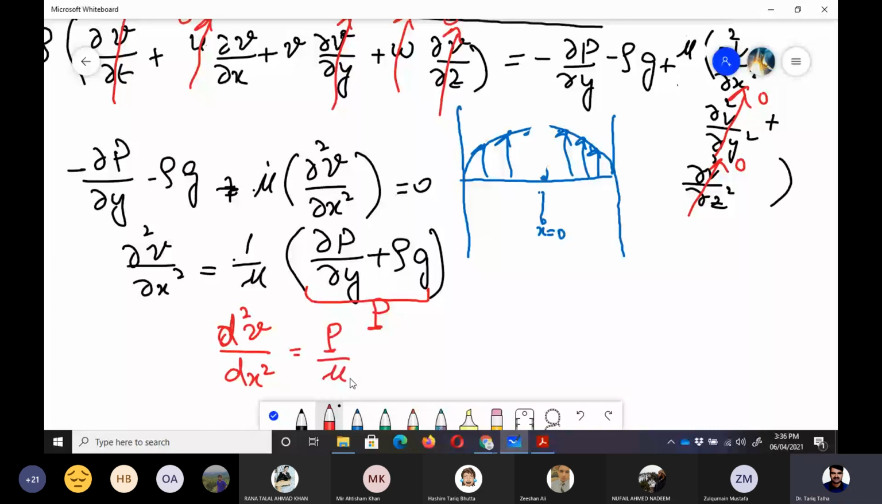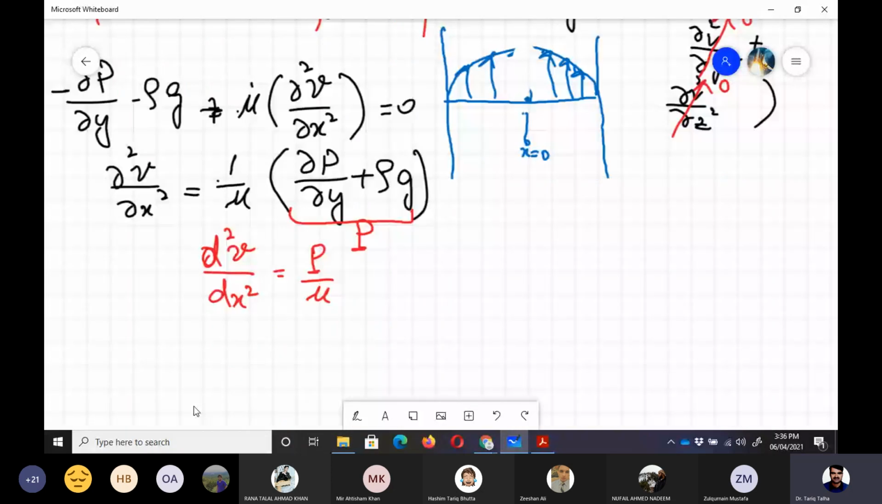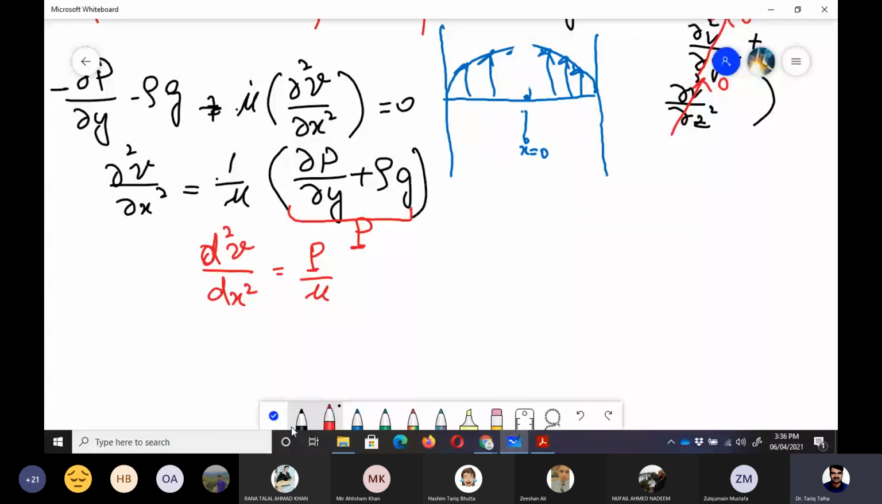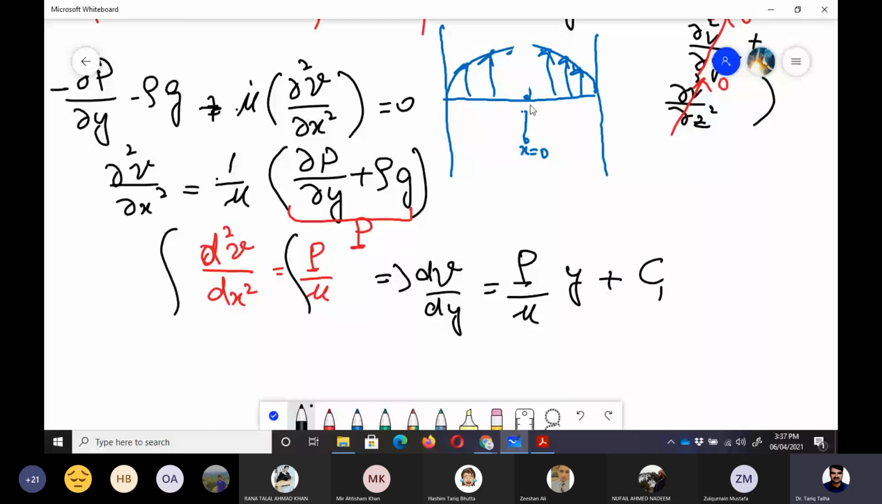Now if we want to calculate the v velocity from here, that is very simple. First of all, take the first derivative. So dv by dx would be equal to P upon mu into x plus C1. Now, because we know that at the center we would have a maximum value, the gradient would be 0 there. At x is, it shouldn't be y here, it should be x.